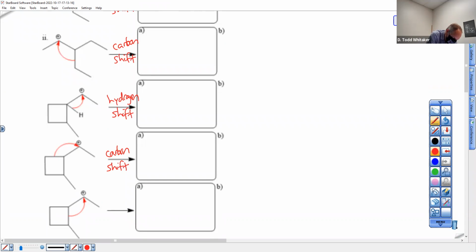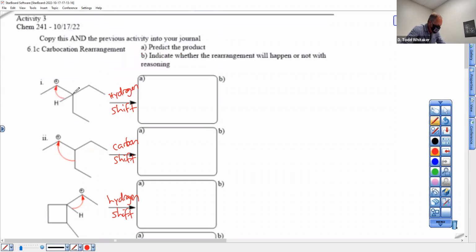Is it 2 carbons away? 3 atoms away? It's the next carbon over, huh? It's the next atom over. So you're allowed to move anything from an adjacent position. Okay?